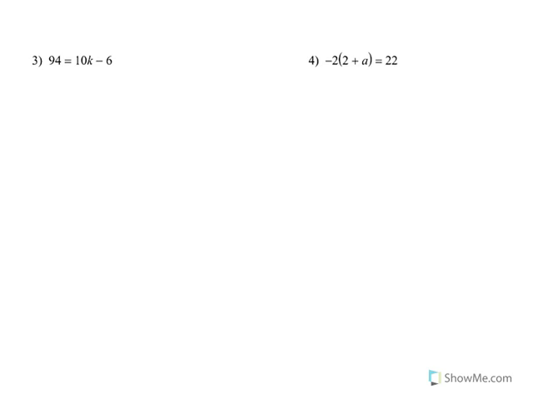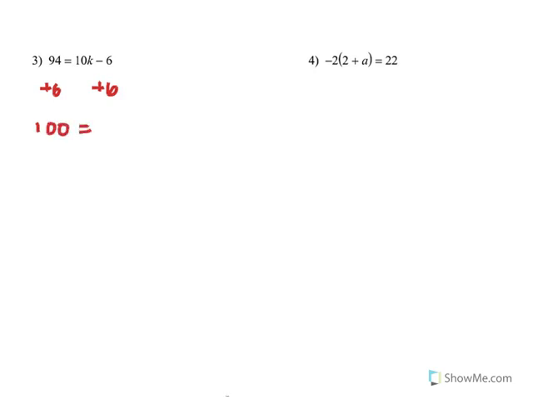That's like putting on our sock first, which means I have to save that for later. After I put on my sock, I put on my shoe. So after I put on, or multiplied by 10, that's when I subtracted 6. So I go ahead and undo that by adding 6 to each side. Simplify. 94 plus 6 is equal to 100.